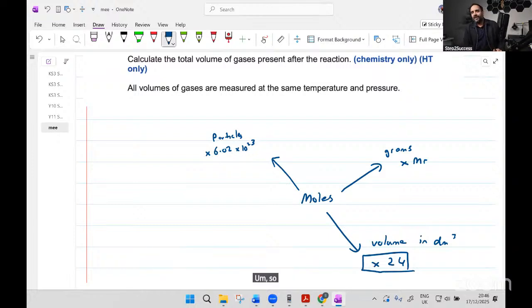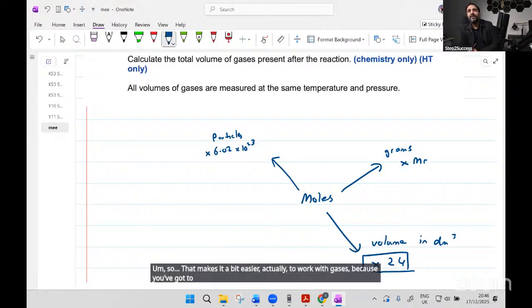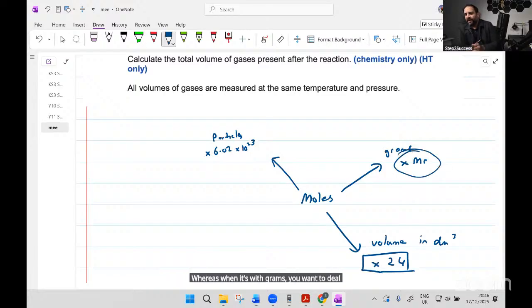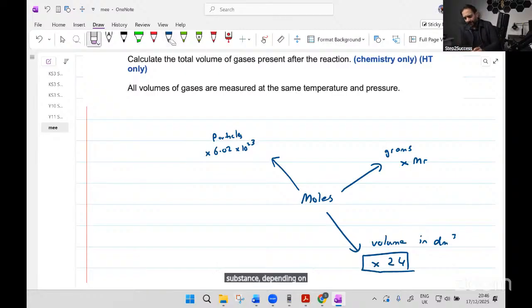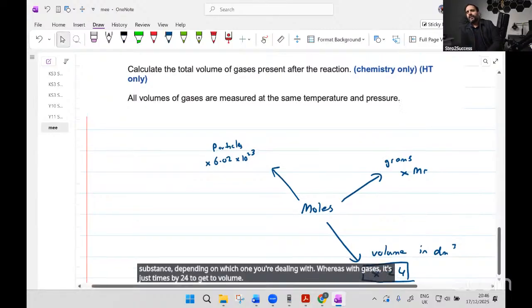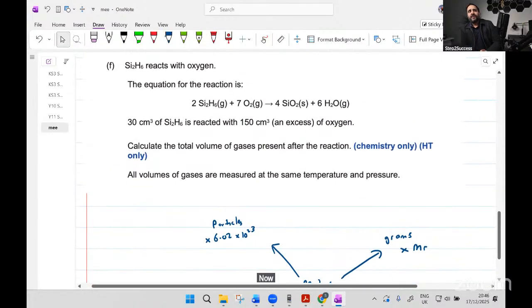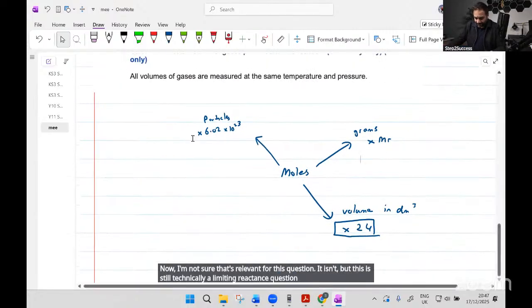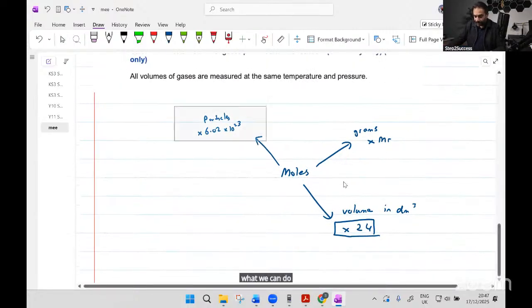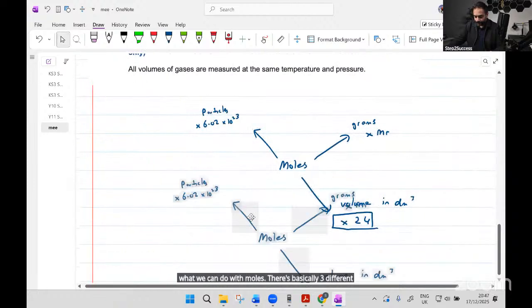So that makes it a bit easier actually to work with gases because you've got to remember this number 24. Whereas when it's with grams, you've got to deal with the MR. It's unique to every single substance, depending on which one you're dealing with. Whereas with gases, it's just times by 24 to get to volume. Now, I'm not sure that's relevant for this question. It isn't, but this is still technically a limiting reactants question. So just to show you, that's what we can do with moles. There's basically 3 different ways we can go.